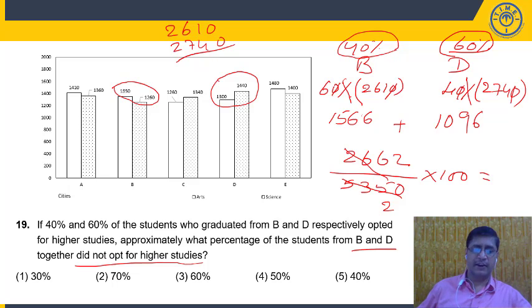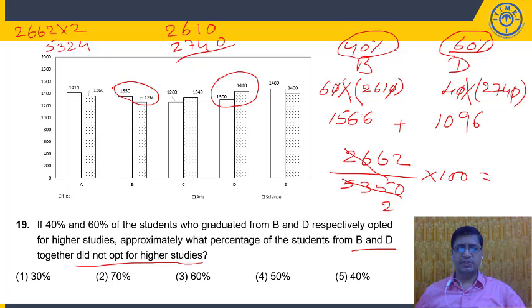So 2 times the value, I will show you here, 2662 into 2. So 2 into 2 is equal to 4 and 12 and 13 and 5, 5324. So the value is just above 2 times the value and less than 3 times. Just more than 2 times and less than 3 times, but nearer to 2 times means the answer is nearer to 50 but less than 50.